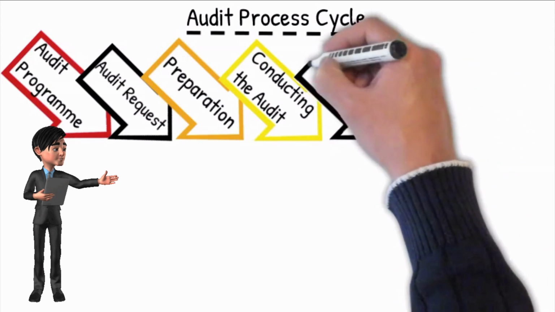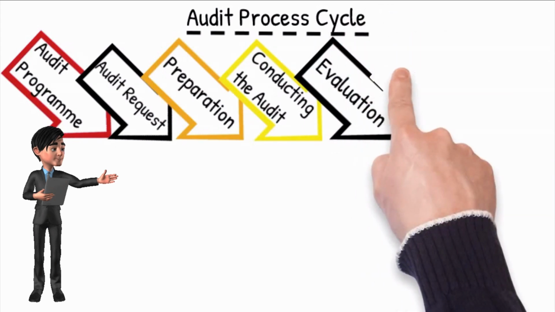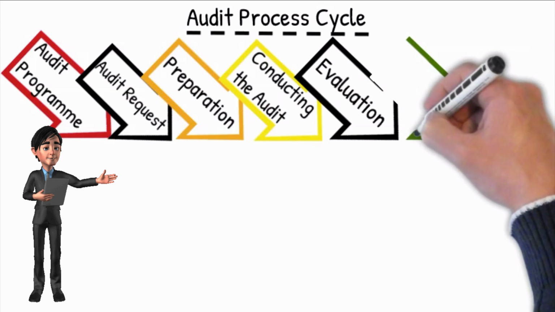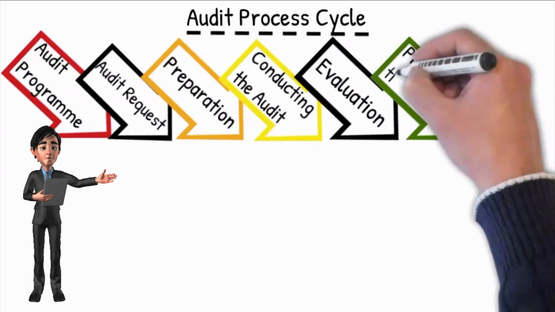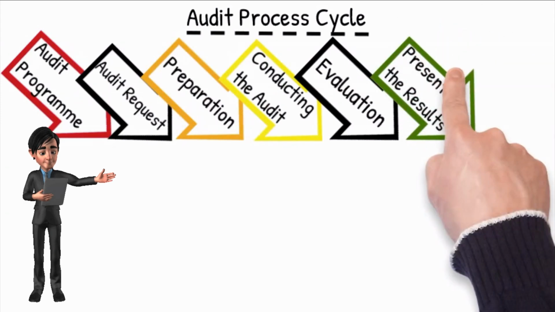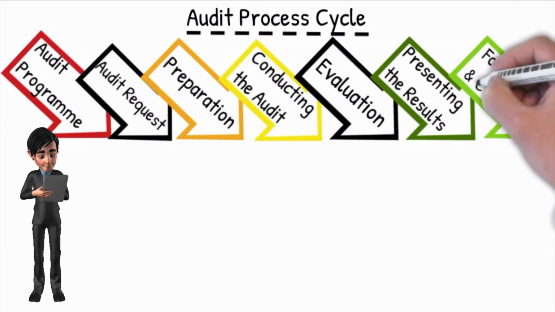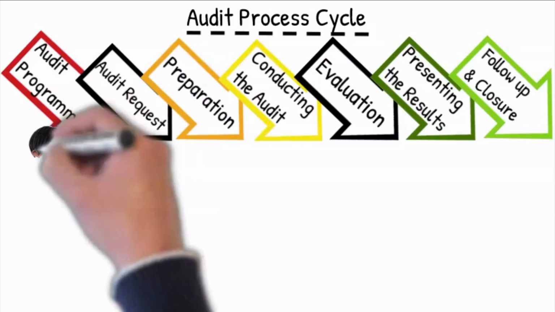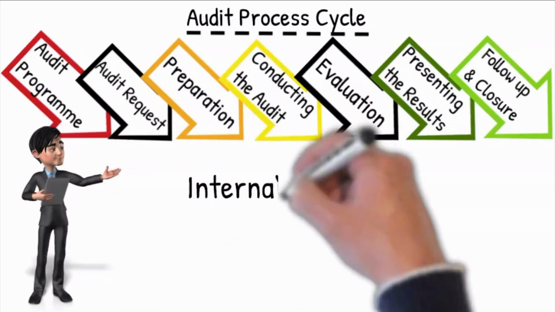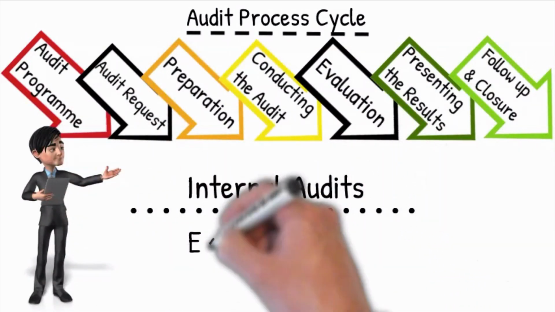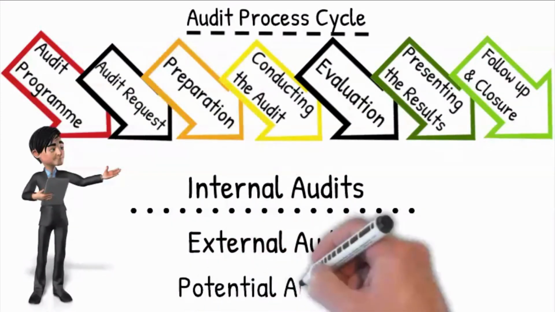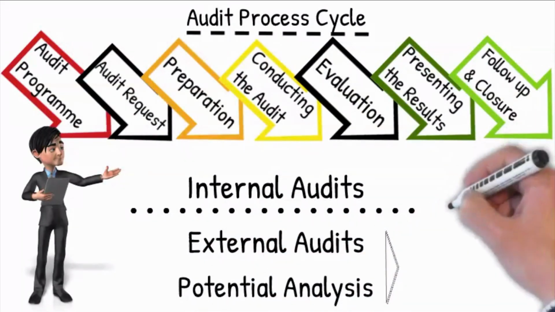Assessing the audit findings against the standard and writing the audit report. Presenting the audit report to the organization's management and agreeing on the next steps. Verifying that the corrective actions have been effectively implemented and closing the report. The audit cycle process should be followed for internal audits and for external audits, including the potential analysis at suppliers.